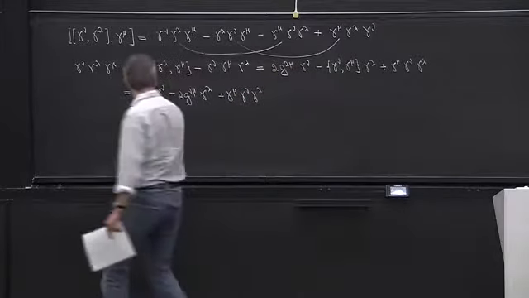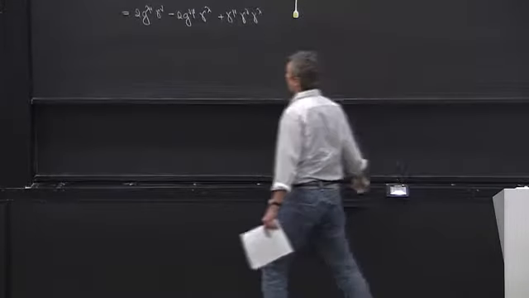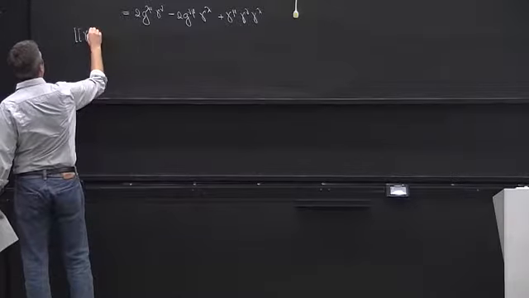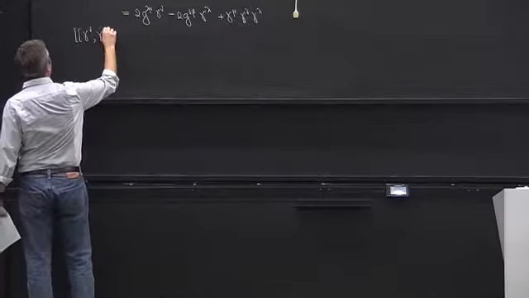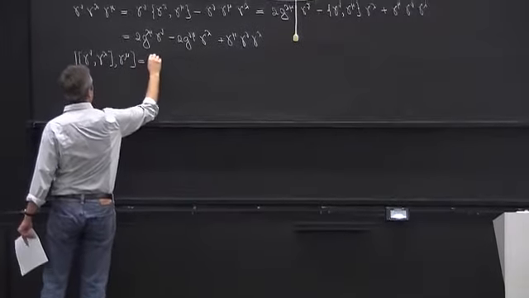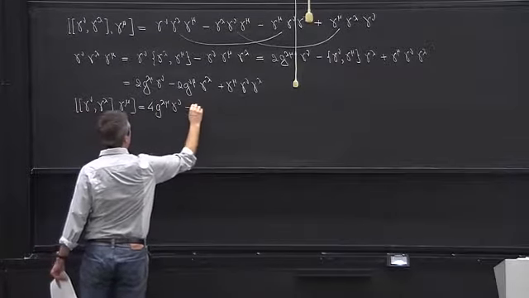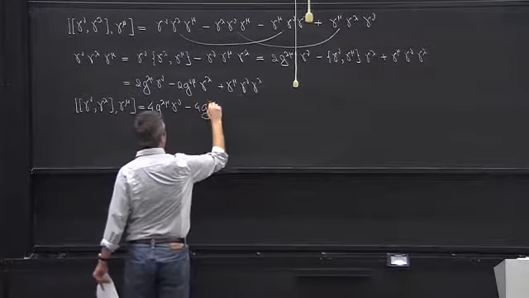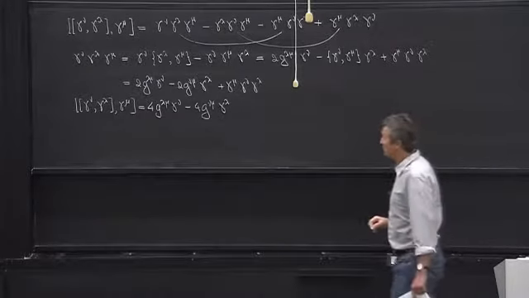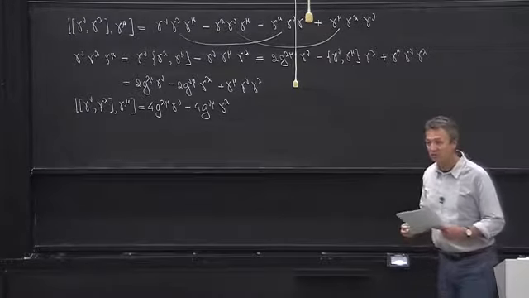So the result will be just twice this anti-commutator part. In other words, this double commutator is equal to 4 times g lambda mu gamma nu minus 4 g nu mu gamma lambda. And if we divide by 4, then we get the equation that we wanted to prove.